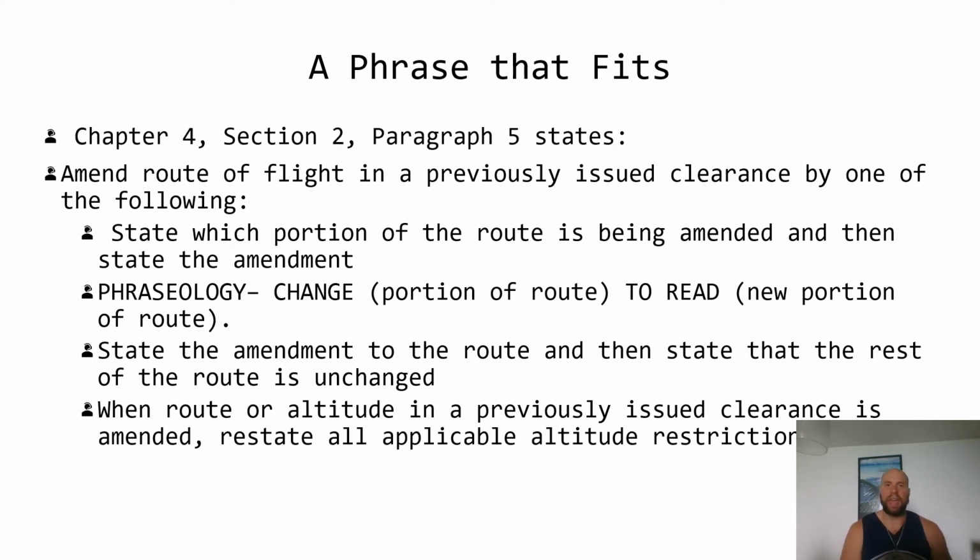Very good. So you're saying, hey, change, old portion of route, the stuff that's bad, to read, the new portion, the stuff that's good. State the amendment to the route and then state the rest of the route is unchanged. So I kind of combined 1 and 2 because it will fill this example rather well. When route or altitude in a previously issued clearance is amended, restate all applicable altitude restrictions, right? Their current altitude that they are maintaining is not necessarily an altitude restriction. Their current altitude, it was given by some controller at some point in time.